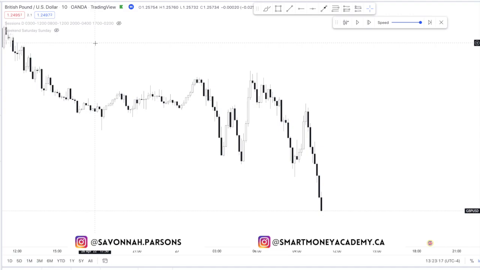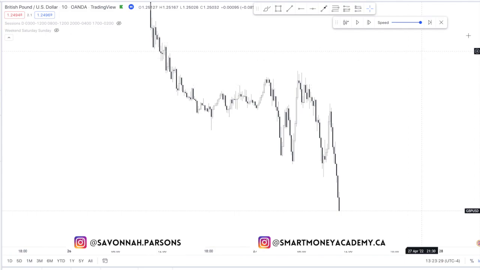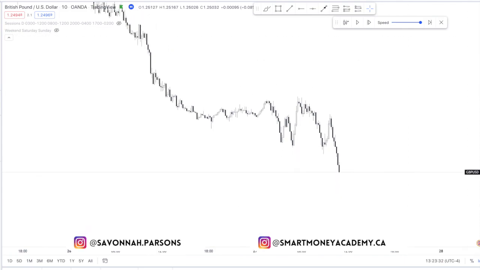So I'm going to show you guys this setup on GU that I took last week, how this is a high probable setup and how you guys can find similar situations in the market, okay? First, I'm clearly in a downtrend, so the structure shouldn't be an issue in this situation.